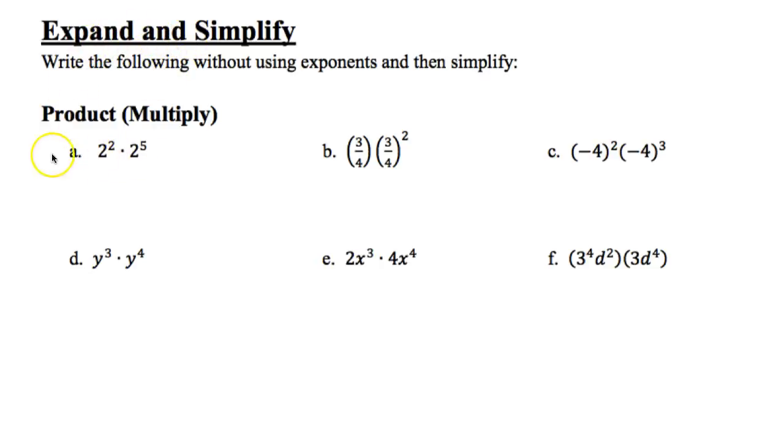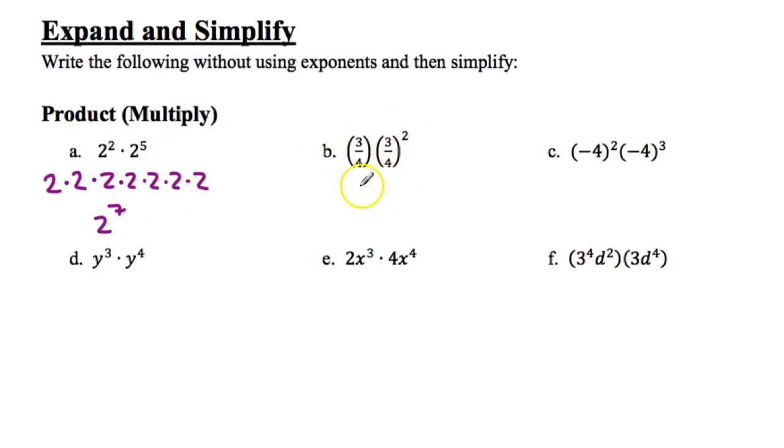So we've got this right here. Let me expand that. We've got 2 squared, which is 2 times 2, multiplied by 2 to the 5th. So I'm going to multiply by 2 5 more times. Times 2, times 2, times 2, times 2, times 2. And what will this equal? Well, the base is going to be 2 because they're all 2's. And how many do I have? 1, 2, 3, 4, 5, 6, 7. So that is really 2 to the 7th power.